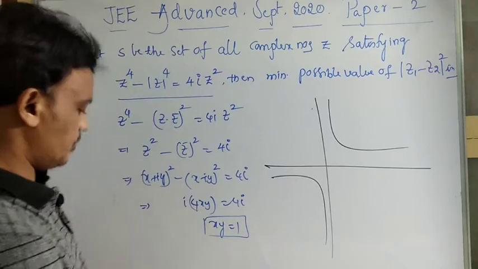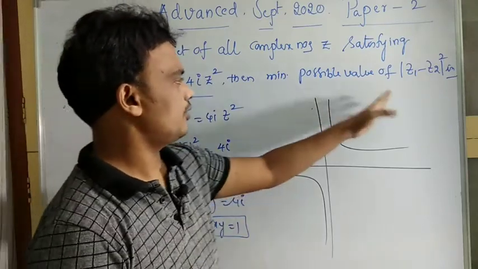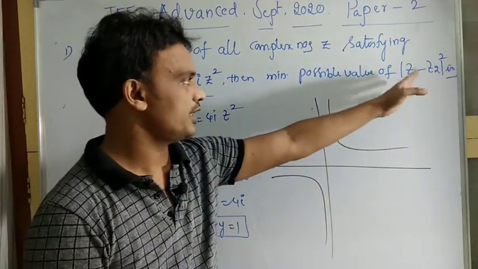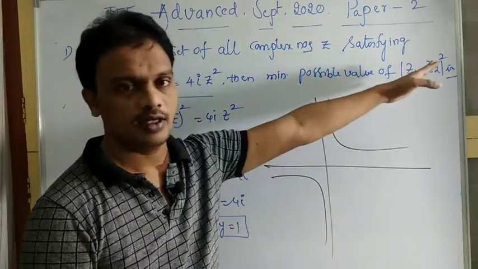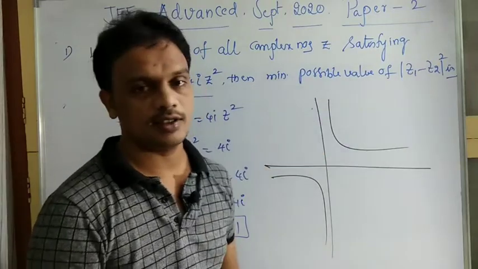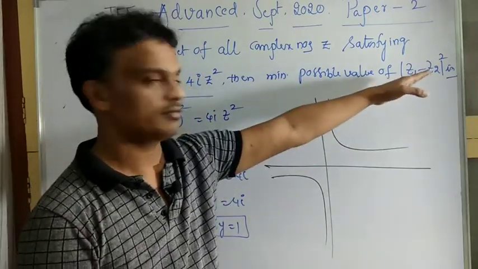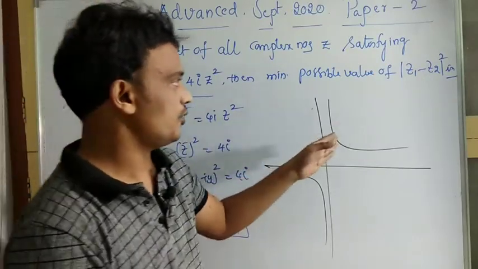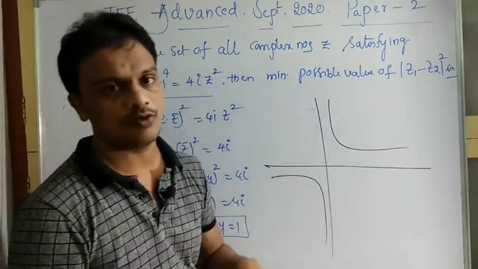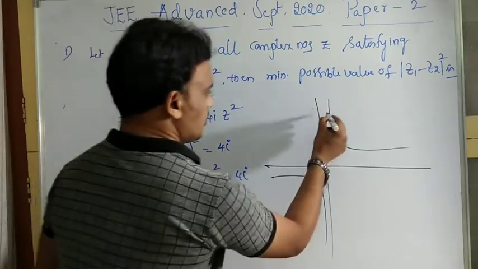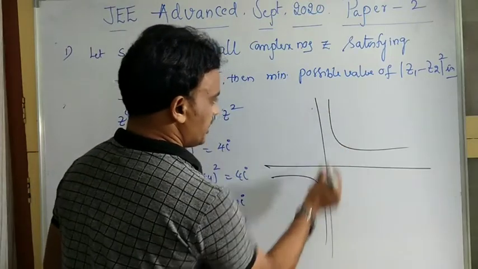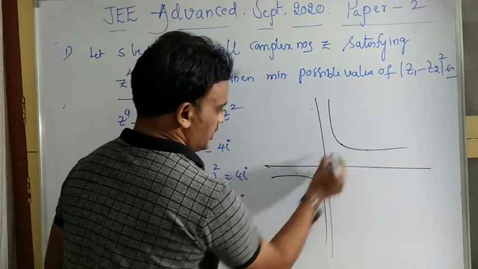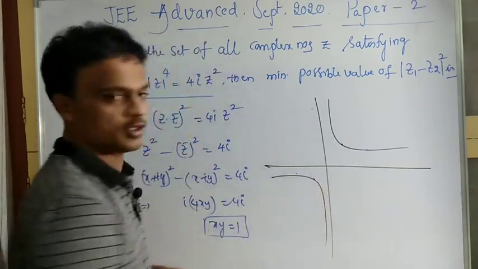Finally they are asking, what is the minimum possible value of Z1 minus Z2 whole square? Can you get that point? Z1 minus Z2 whole square is the distance between the two points Z1 and Z2. On this curve, where will we get the minimum possible value? If we take the two points on the same branch, we cannot get the minimum possible value. So if we take them on different branches, we get the minimum possible value.